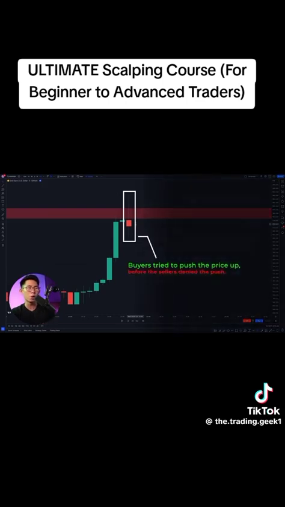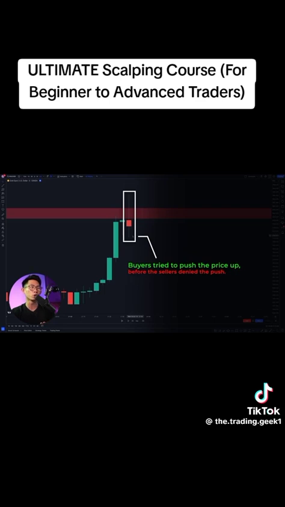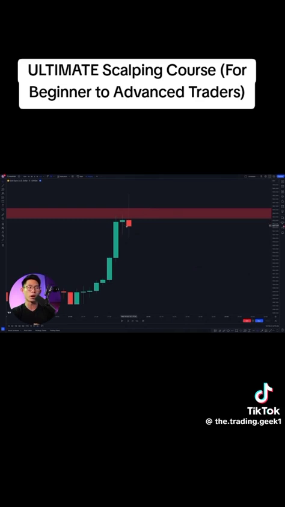This means that at some point of time, the buyers tried to push the price all the way up to this level right here, before the sellers came in and said hell no and pushed the price all the way back down here. So the candlestick actually ended up closing somewhere right around here.